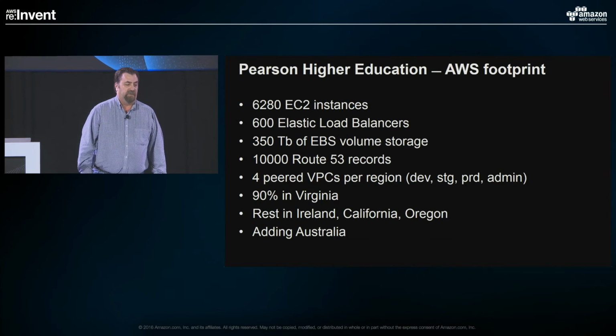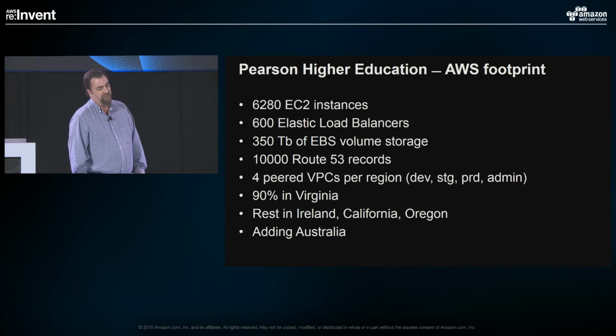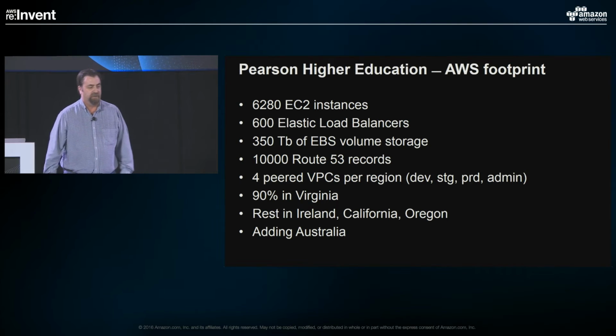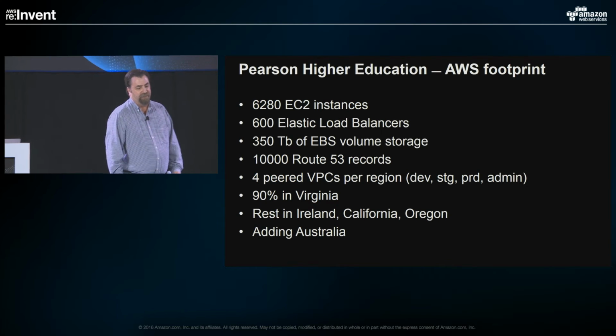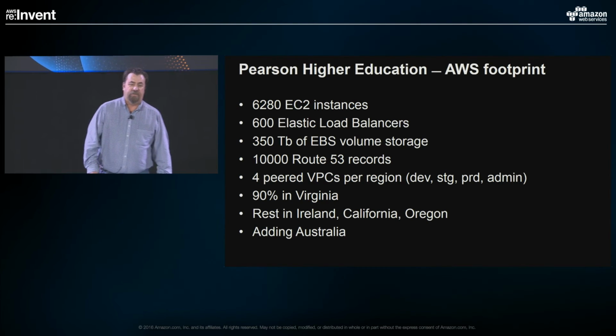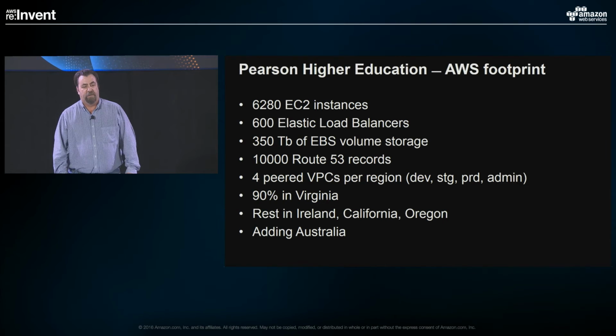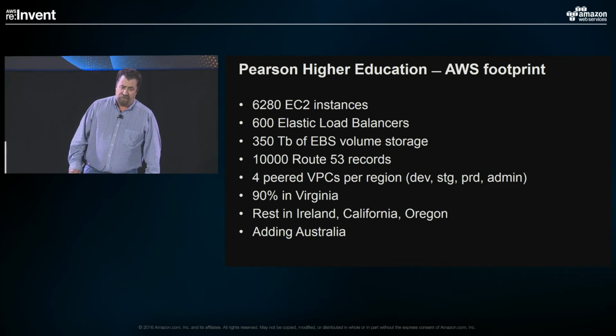So here's some of our numbers. As you can see, the large numbers of instances. We've got a large number of elastic load balancers, a lot of storage, along with a lot of DNS records in Route 53. As you can imagine, this leads our accounting department to go a little crazy and watch our budgeted spend very closely. So how do we minimize the spend the best we could?